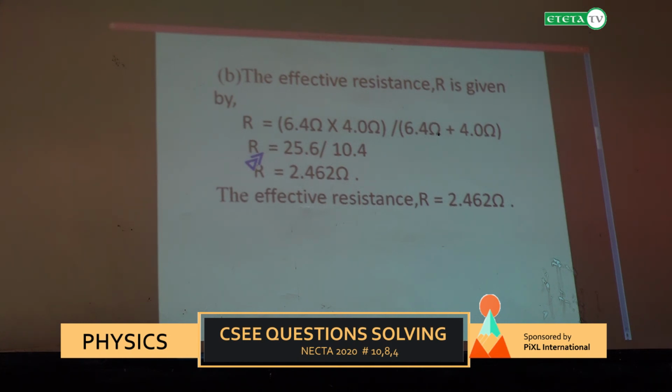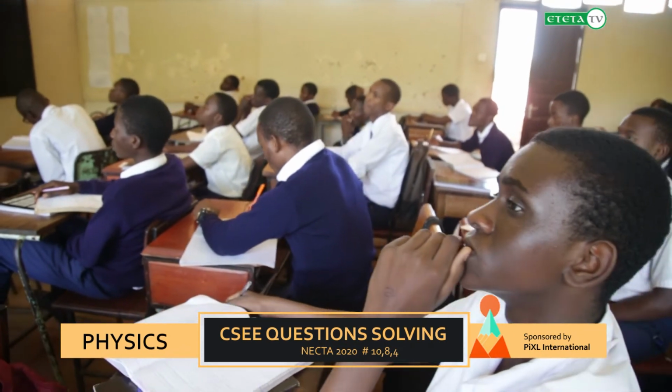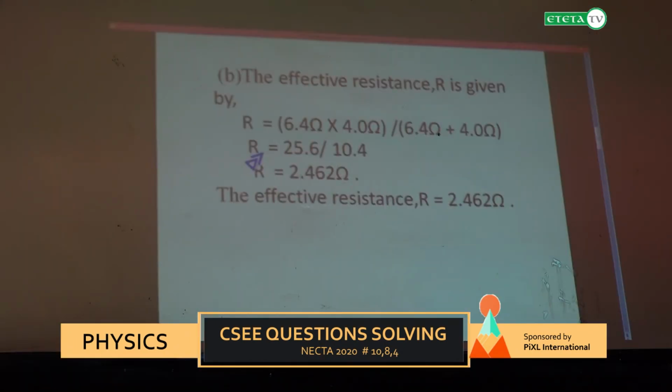We know that from the formula for resistors connected in parallel, 1 over R total is equal to 1 over R1 plus 1 over R2. Now if you make R total the subject, it is R1 times R2 divided by R1 plus R2. Then we substitute the data: 6.4 ohms times 4.0 ohms, divided by 6.4 ohms plus 4.0 ohms.